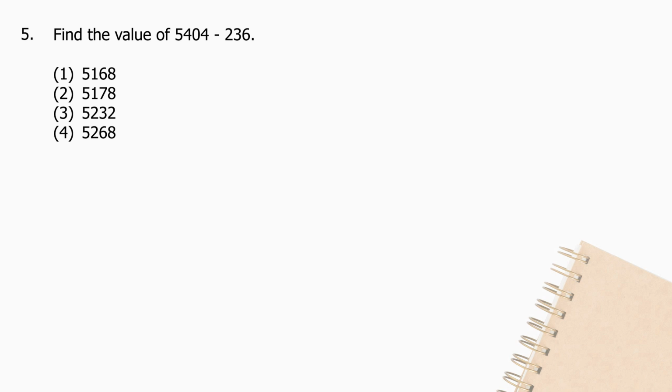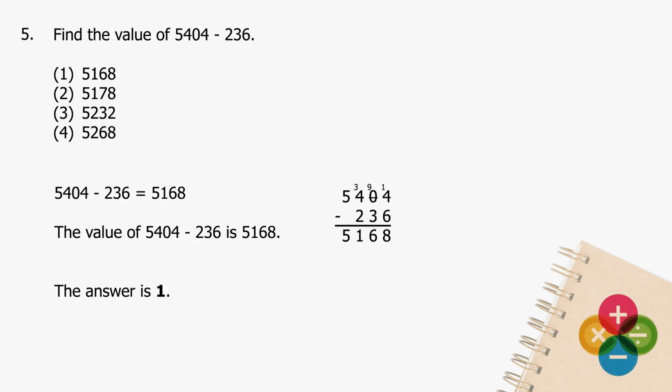Question 5. Find the value of 5,404 minus 236. Subtract 236 from 5,404, and the difference is 5,168. The value of 5,404 minus 236 is 5,168. The answer is 1.